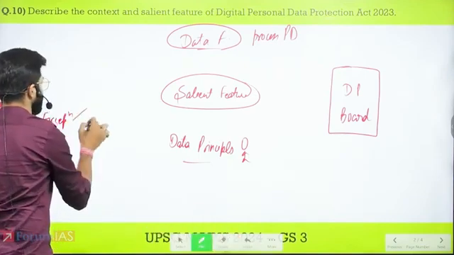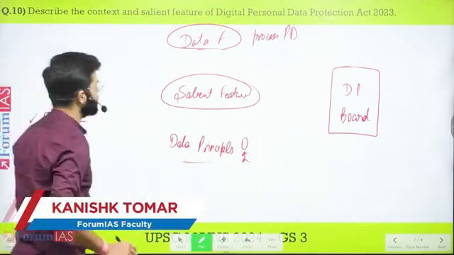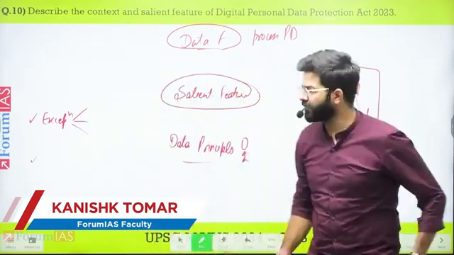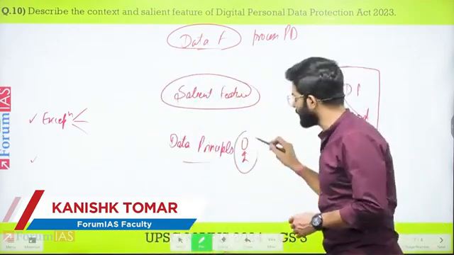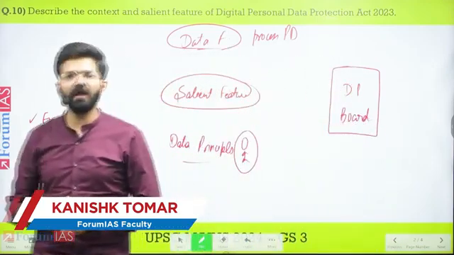There are certain exceptions at different levels. Yes, there are certain other features. Now, what are the rights of these data principals? First of all, the biggest right is that they have the right to know what they are enrolling into. What are they agreeing upon?